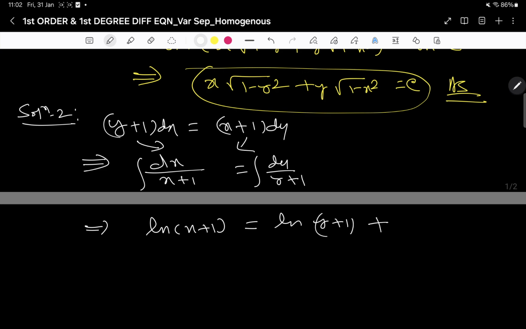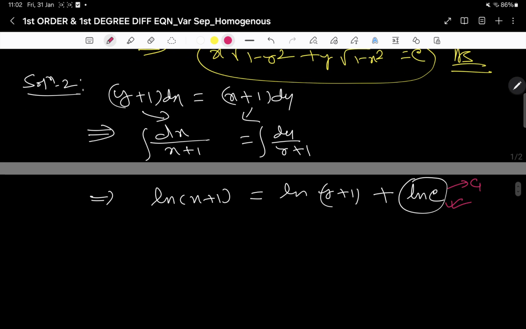Now to get a pattern I write ln c. If instead of this I write some c1, then also fine. To get a pattern and a better answer I write it as ln c. Now if I simplify it, bringing this to this side, ln x plus 1, ln a by ln b, that is ln x plus 1 minus ln y plus 1 equals ln c.